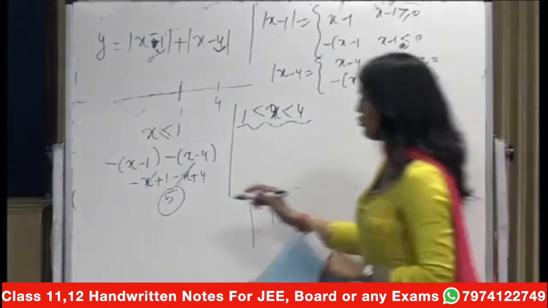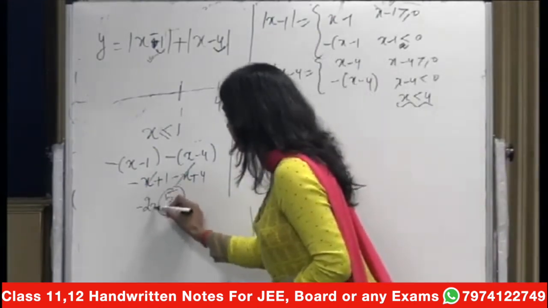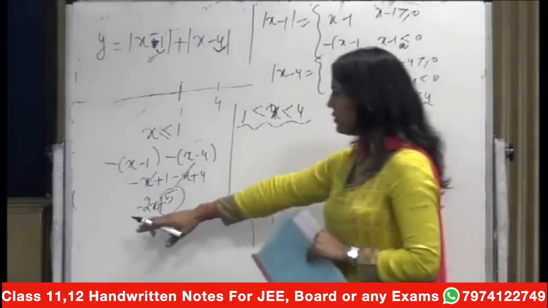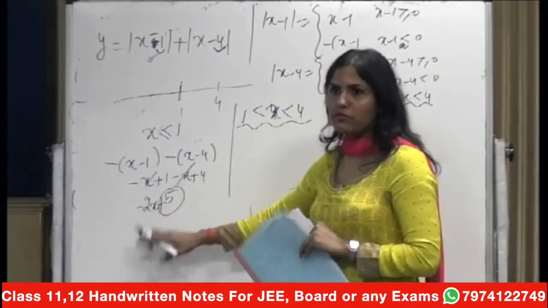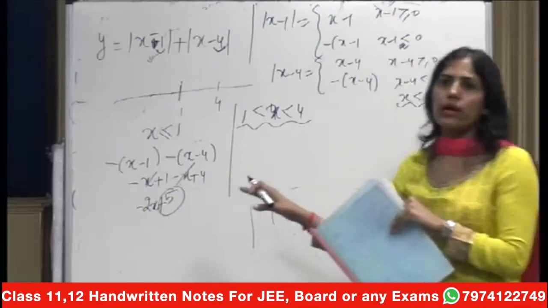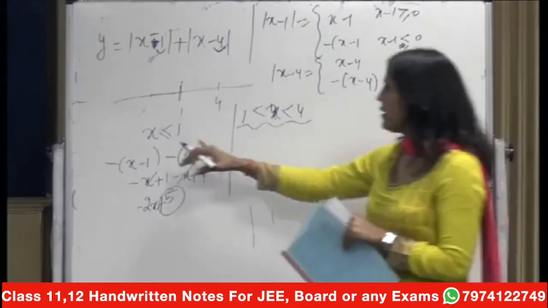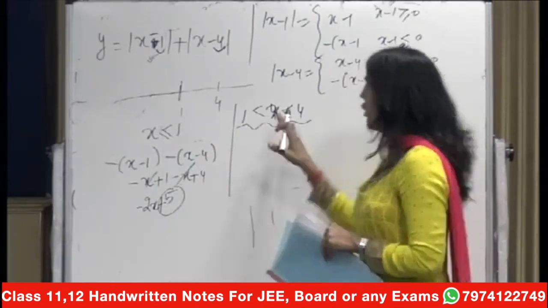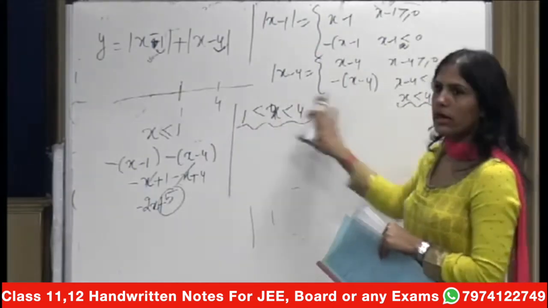Oh, sorry. Yes, I did a very wrong calculation. This will be minus 2x plus 5. So this is basically a straight line. For x less than or equal to 1, it is a straight line. We will see which straight line it is. Now for values between 1 and 4, answer.